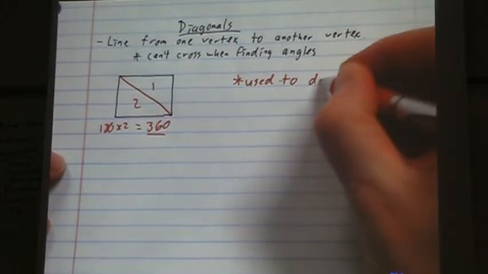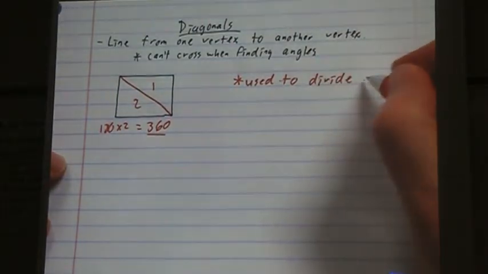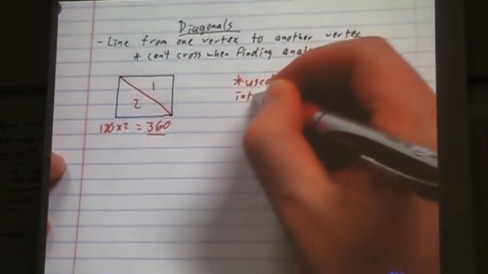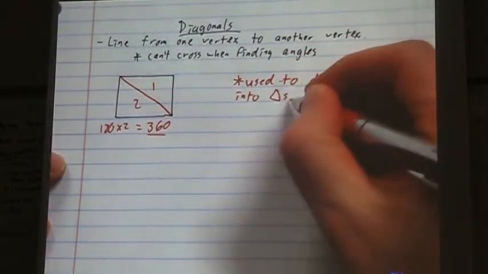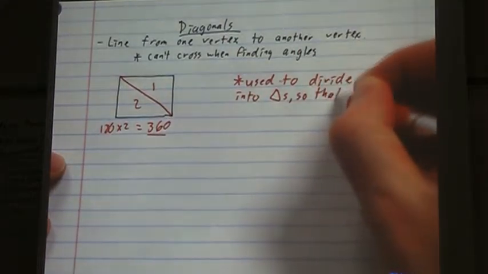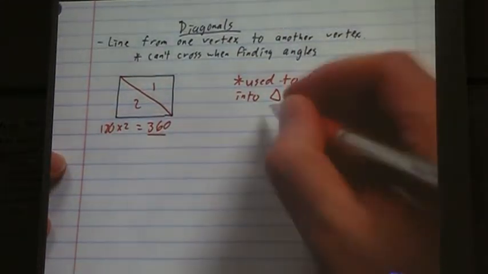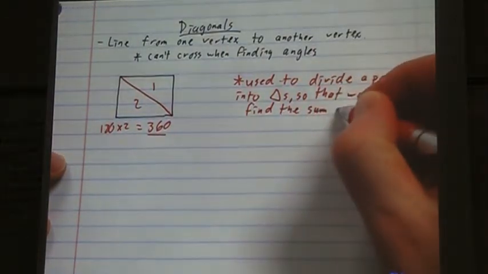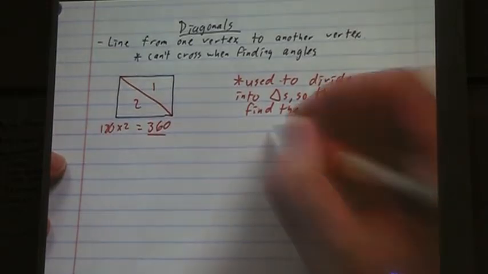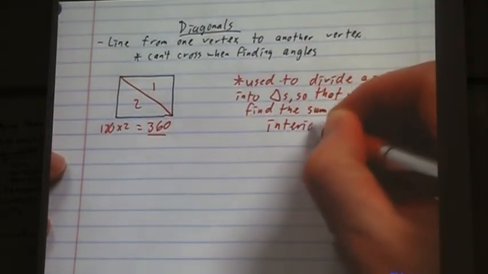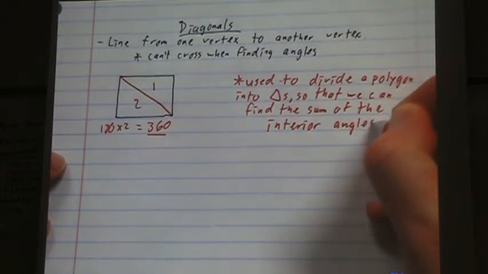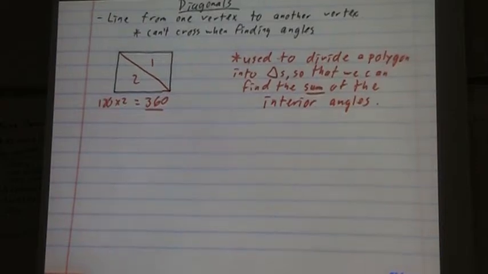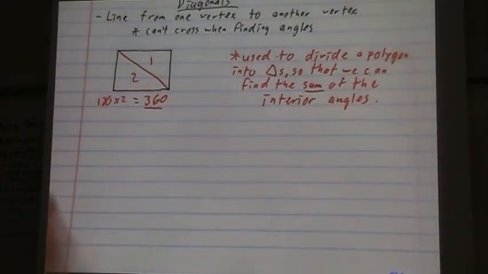They're used to divide a polygon into triangles so that we can find the sum of the interior angles. And I think some of your IXL questions will ask, like, how many triangles can you make here?